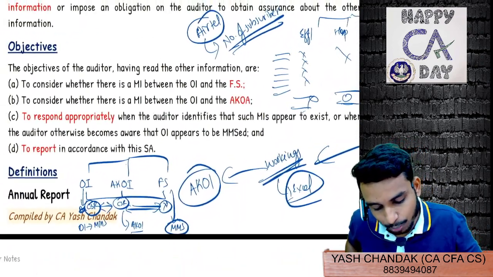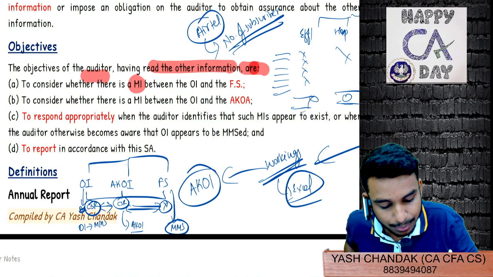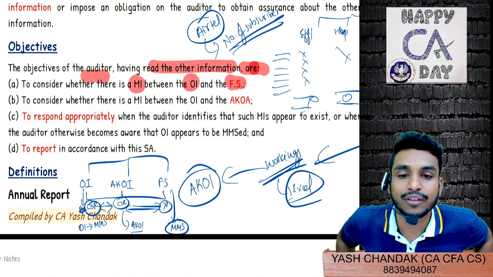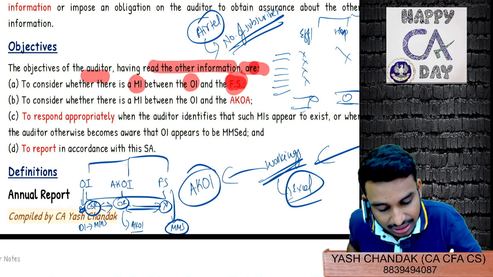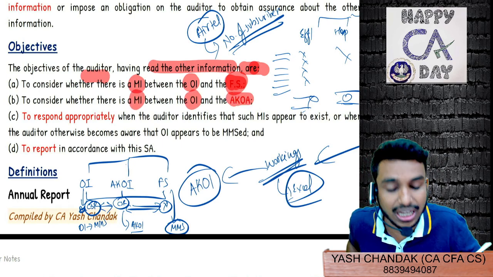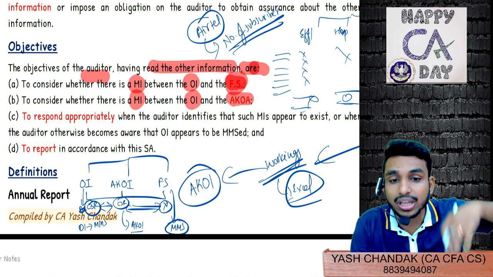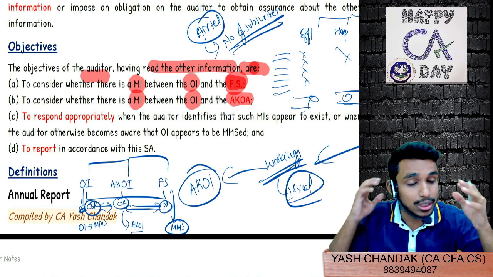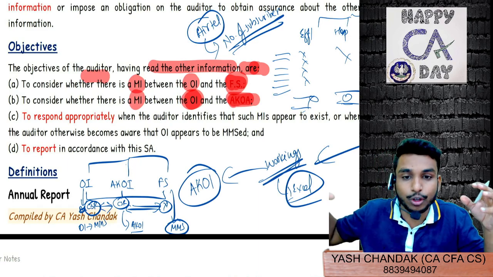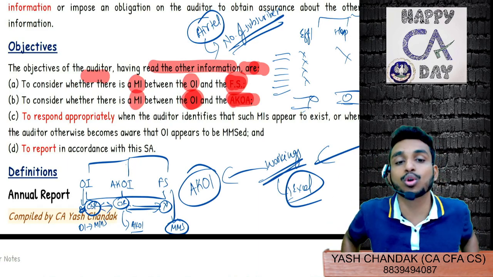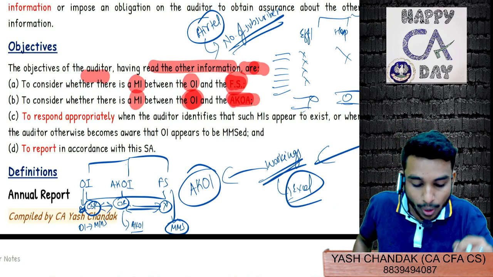Now, objective wise, you will see the objectives of the auditor, having read the other information, are to consider whether there is MI between OI and FS, right? I told you, you'll have to see whether there is material inconsistency between other information and financial statement, and whether there is material inconsistency between other information and the auditor's knowledge obtained during the audit. I will get some Excel files, some workings, and I will have to see that the knowledge obtained during the audit and the other information both tally, they should also tally. Is there any MI between OI and AKOA? Is there any MI between OI and FS?